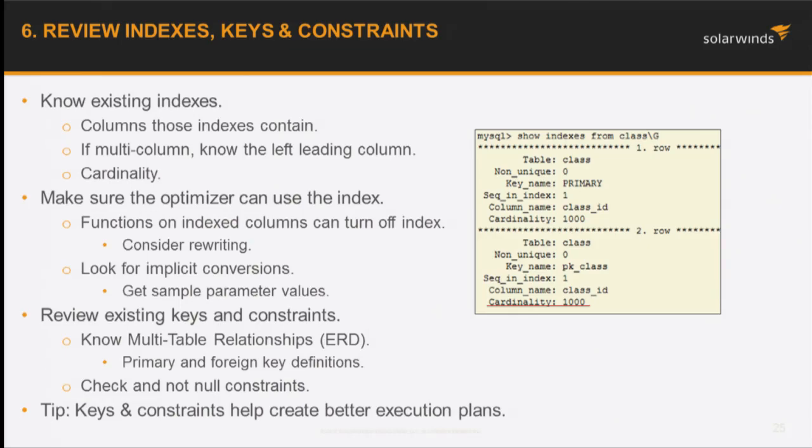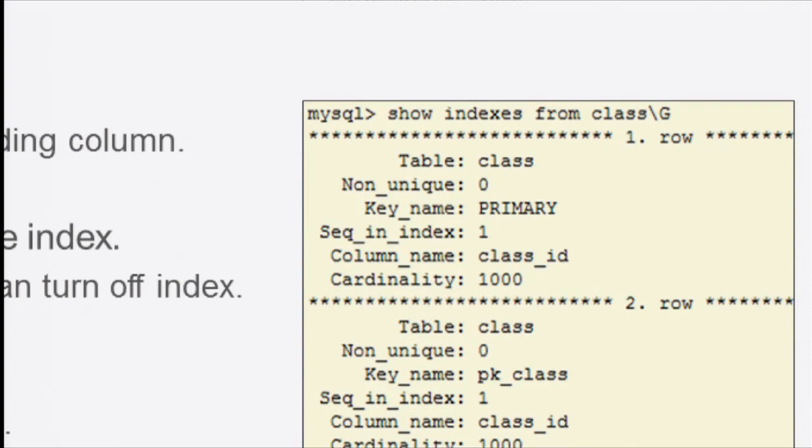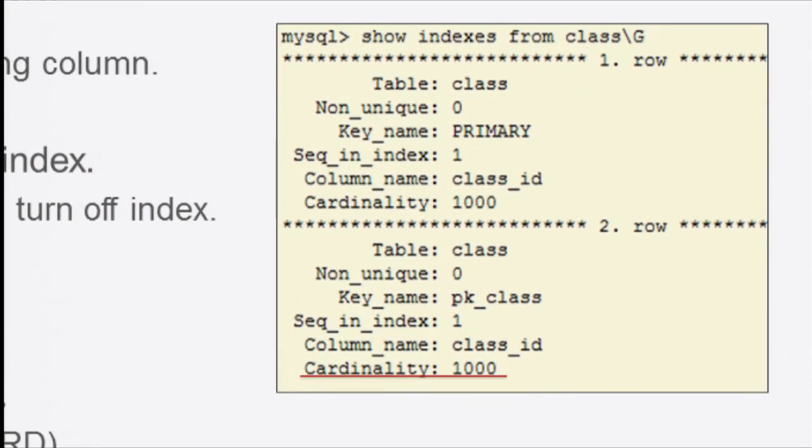One thing you can do is just SHOW INDEXES FROM your table name, and it'll come back and tell you the index and keys. For class, we got a primary key, and what's supporting it is this one index called PK class. And you can see the cardinality there. Cardinality of 1,000, I've got 1,000 records. That's very selective, right? It's a unique key. So that's kind of a neat way to find that out.